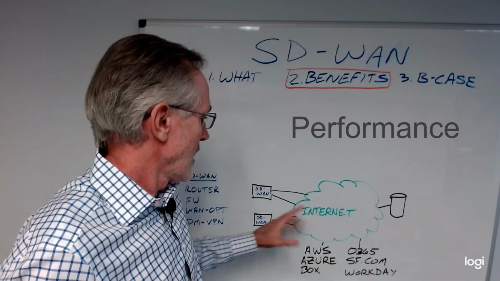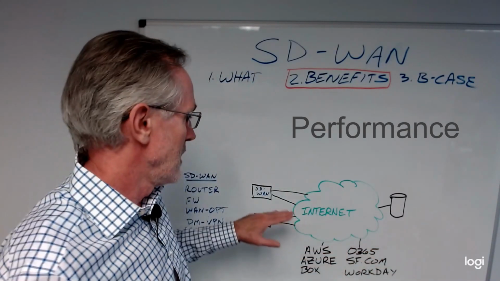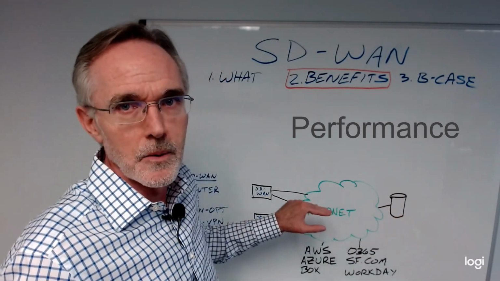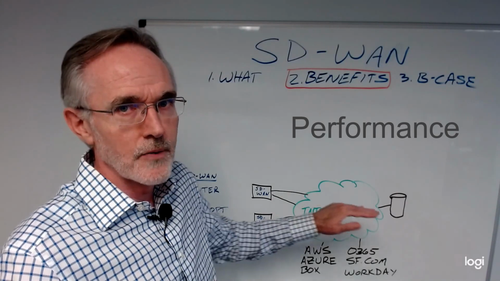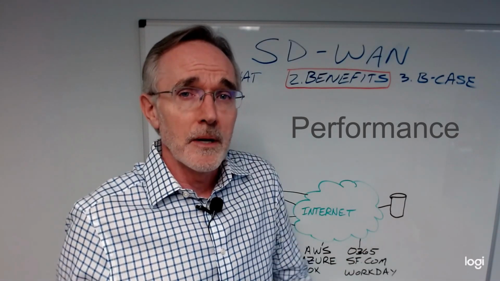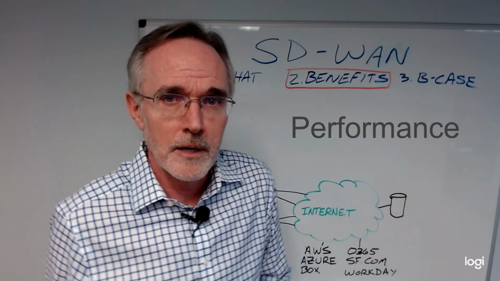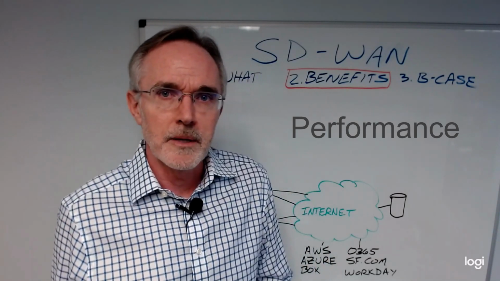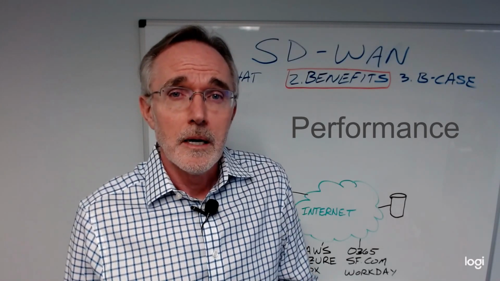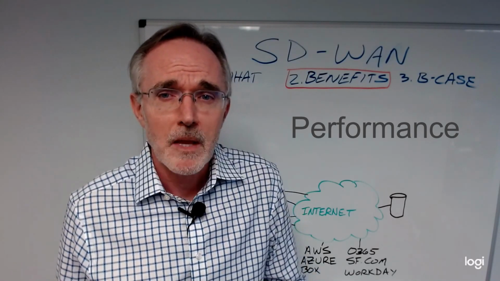Of course, I've drawn only the internet here, but many clients choose to use an MPLS network for their very high quality traffic. We talked about that in the first video, and that MPLS network can certainly support any sort of QoS framework that applications have. So you have a lot of options with SD-WAN that you don't have with other networking strategies.